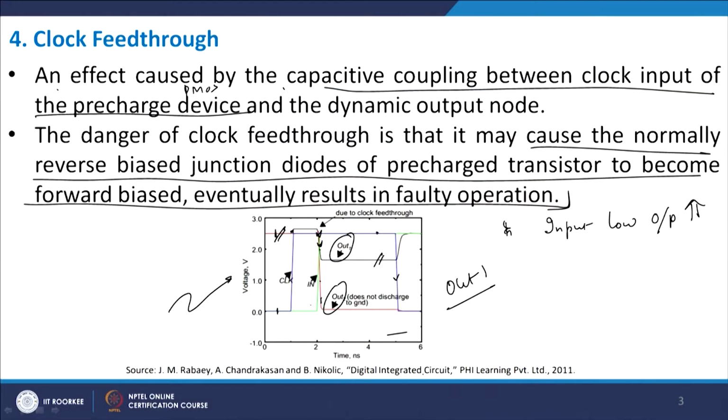The second observation is that when your output is held at 1 and your inputs are given as 0 0, or 0 1, or 1 0, in either of the 3 cases the pull down network is not getting activated, and therefore ideally the output should hold at VDD. In reality it does not, and therefore the output falls to out 1, which is slightly less than VDD. So, these are the 2 scenarios available to you as far as this clock feedthrough is concerned.